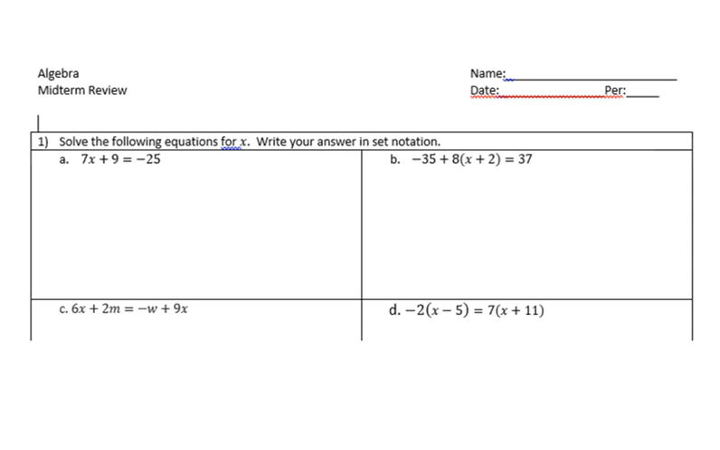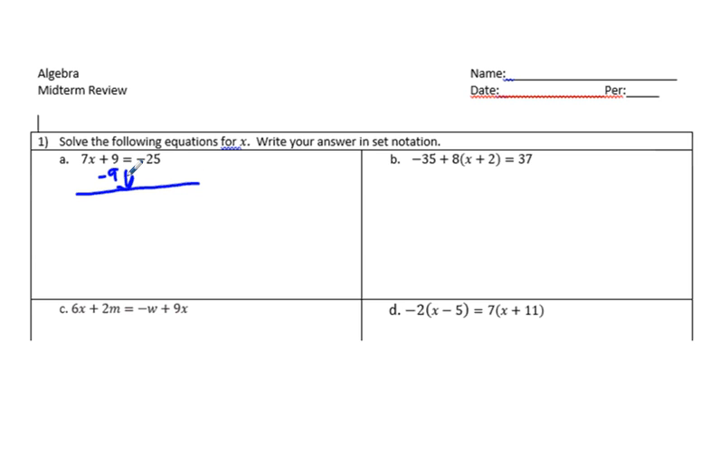Okay, number 1A. Solve the following equations for x. Write your answers in set notation. So right here, x is being multiplied by 7 and added 9. It equals 25. So we first want to make this 9 0 by taking away 9.